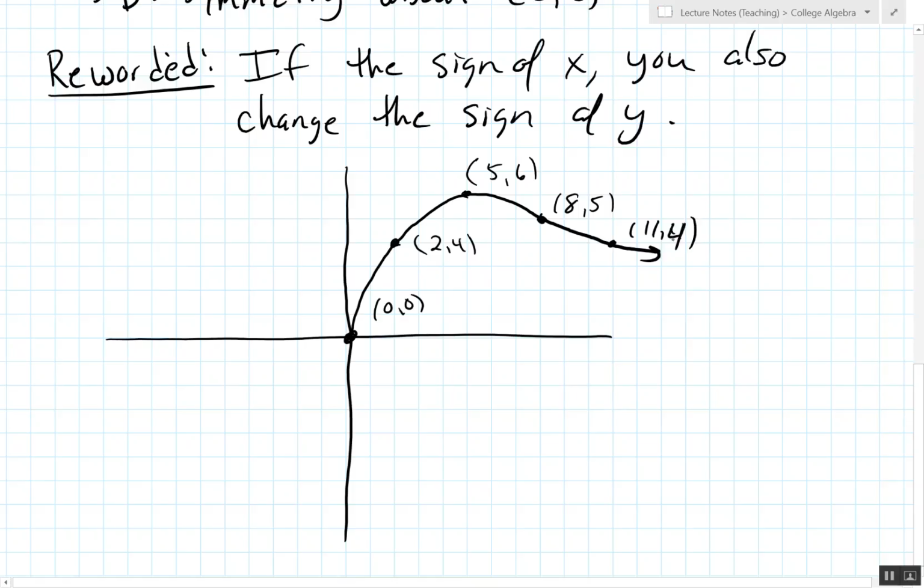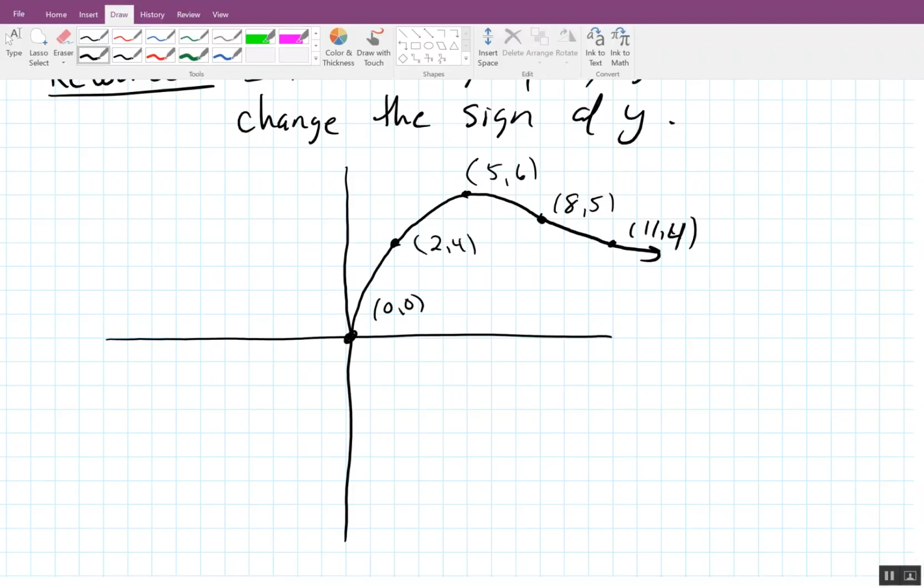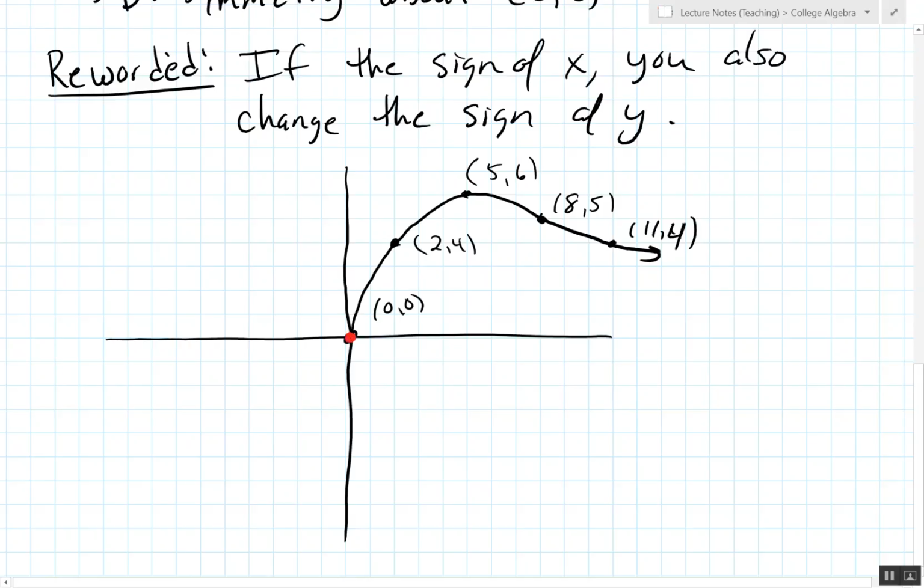So what we want to do now is change the signs here. If I change the sign of 0, 0, it stays 0 because it doesn't have a sign, so that point stays the same. If we change to -2, we have to go down to -4, so we'll be at -2, -4 here. If we change the sign of 5 to -5, we also have to change the sign of 6, so we'll be at this point, -5, -6.